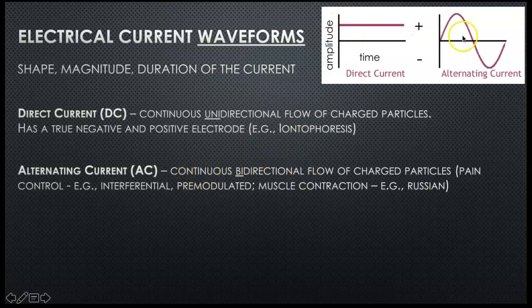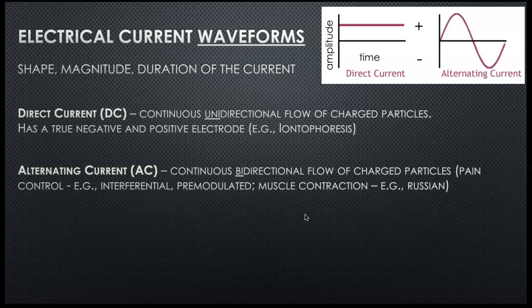Alternating current is also continuous. It just flows and it never stops, but it's bidirectional. It goes up into the positive and down in the negative and just keeps going back and forth. And this is a really common one for pain control, like interferential, premodulated. It's used in muscle contraction, different NMESs.